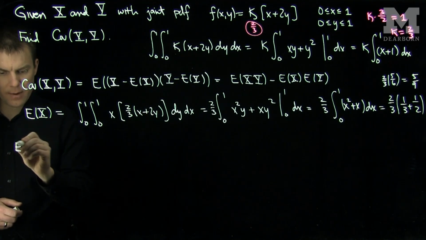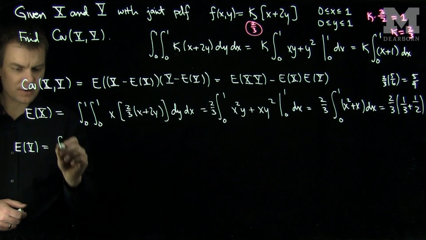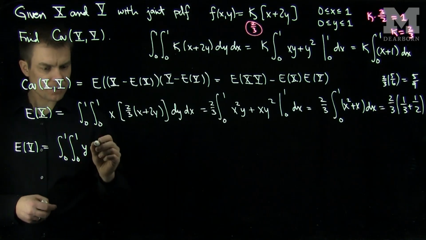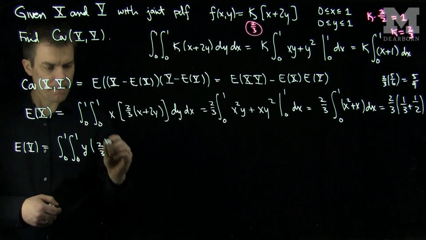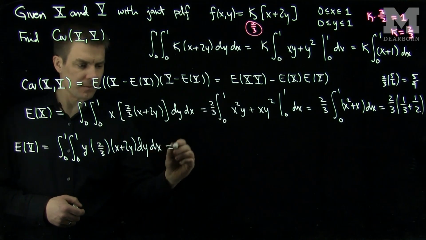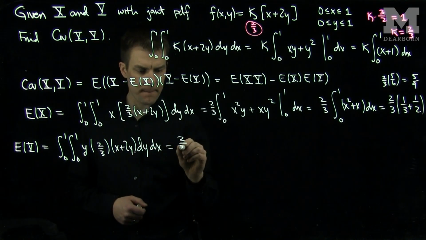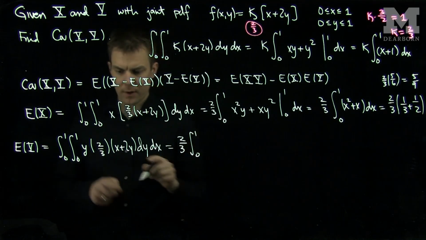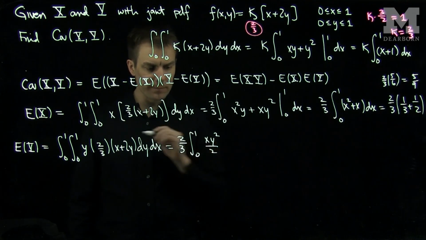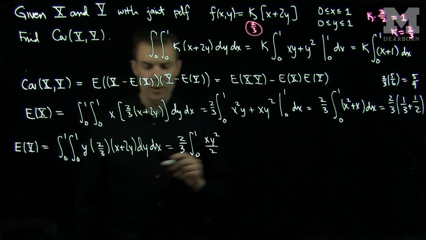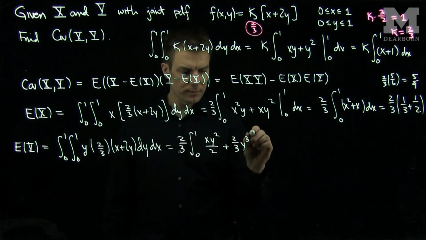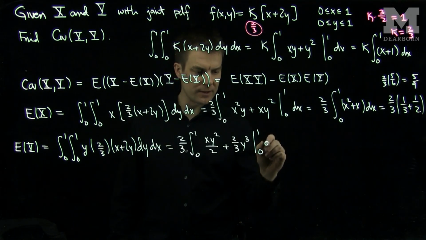The expected value of y, we'll find in a similar way. It's the integral from 0 to 1, the integral from 0 to 1 of y now instead of x, and then 2/3 (x plus 2y) dy dx. I'll pull that 2/3 out. I'll have the integral from 0 to 1. If I do this x times y with respect to y, I'll get x y squared over 2. If I do 2y squared with respect to y, I'm going to get 2/3 y cubed. y goes between 0 and 1. Then I'll have a dx.